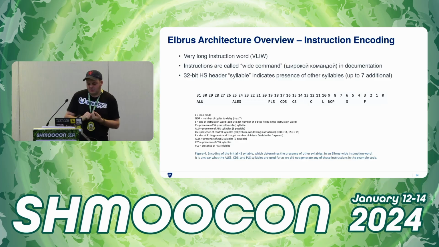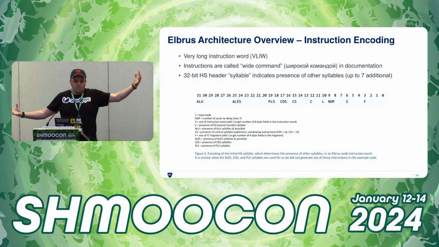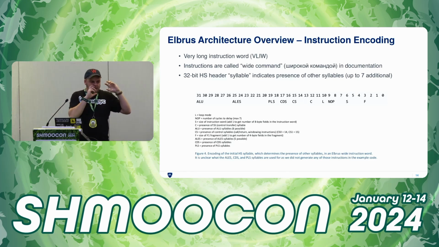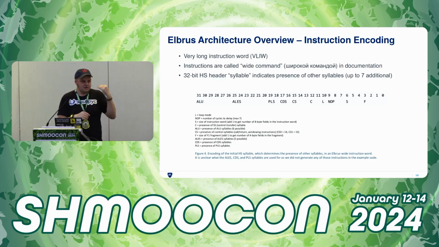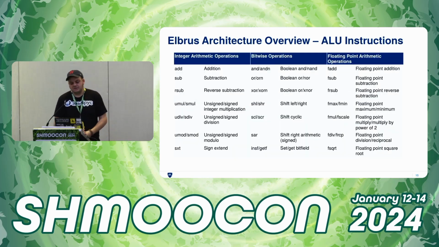The instructions are called wide commands. I'm not going to try to pronounce that in Russian. It's something komandoi, but so you have these ideas. If the instruction is a word, then the individual instructions that are targeting specific ALU units are called syllables, right? So this is basically a header that tells you how to find the other syllables, the presence of the other syllables in the word.